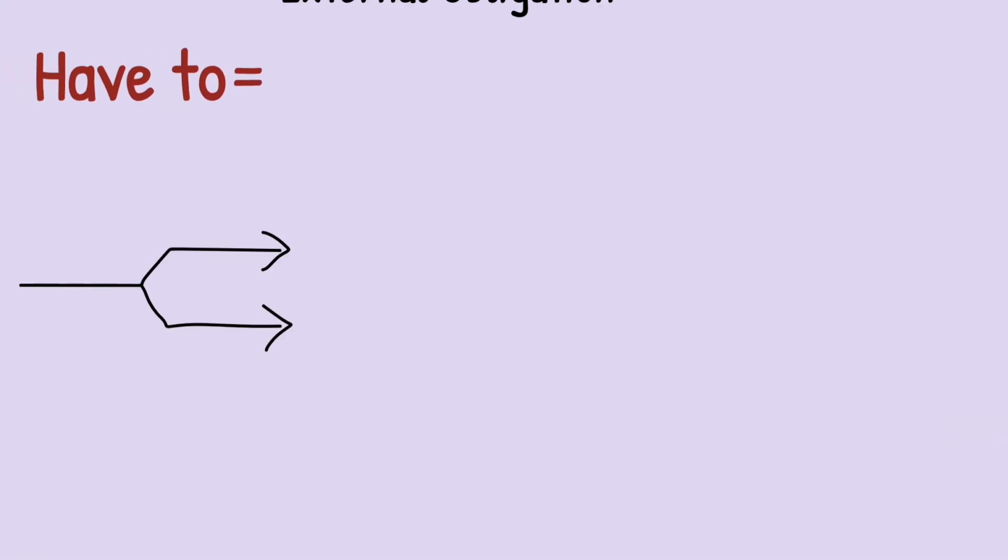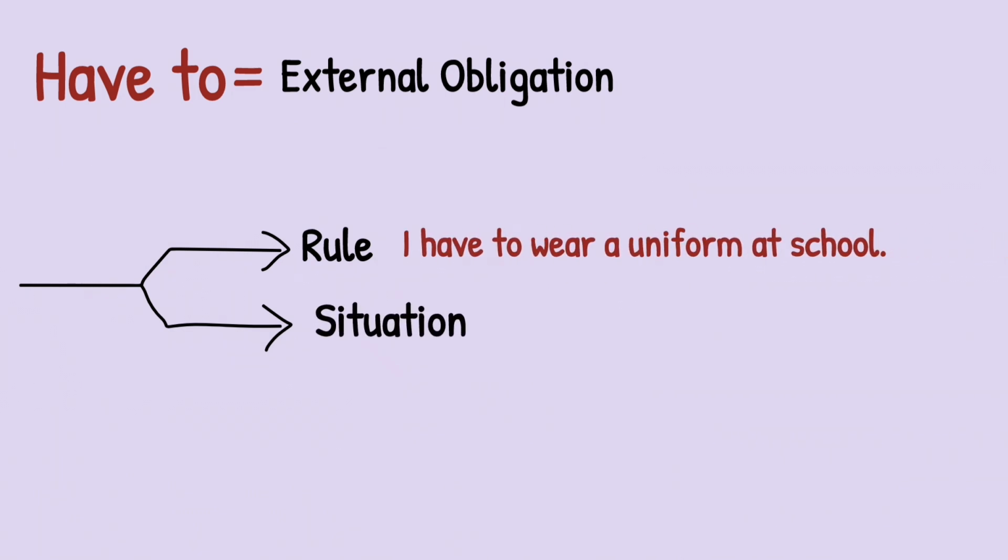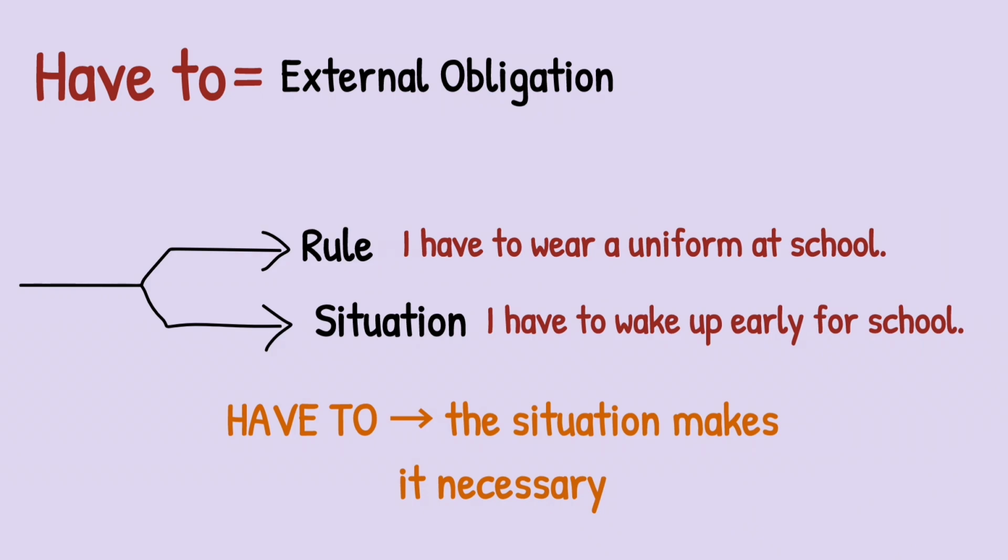But have to is an external obligation. We often use have to when a rule and situation makes it necessary. I have to wear a uniform at school. I have to wake up early for school. So be careful, when the situation makes it necessary, we use have to.